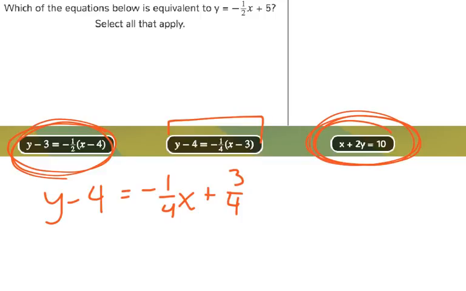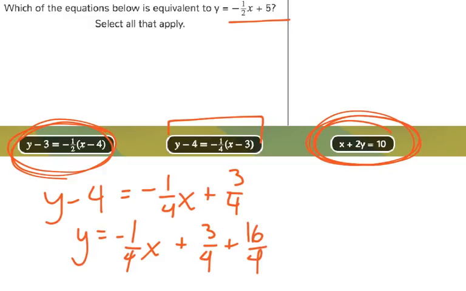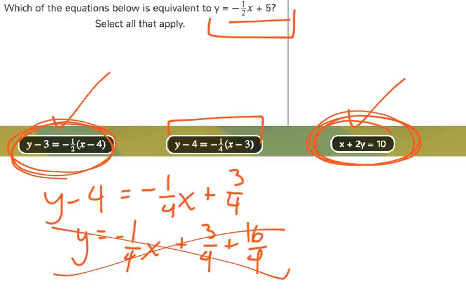I can already see this is not going to end up equaling my original equation, because if I add 3/4 plus 4, that is going to equal 16 over 4, which does not equal the slope or the intercept of the original equation. So the first one is equivalent and the third one is equivalent to our original equation.